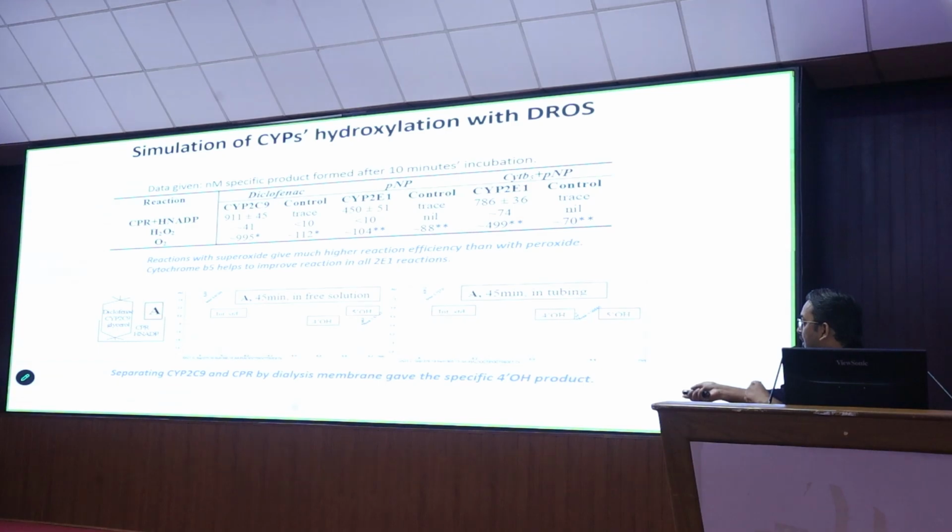But then, interestingly, we not only observe reactions of almost the same level, but we observe a very specific reaction. 4-hydroxydiclofenac is the product, and we observe that even when you have put the whole reaction in the tube. Why does that happen? The ROS that is generated here by the CPR diffuses through the membrane. It can comfortably get there, and the reaction can proceed.